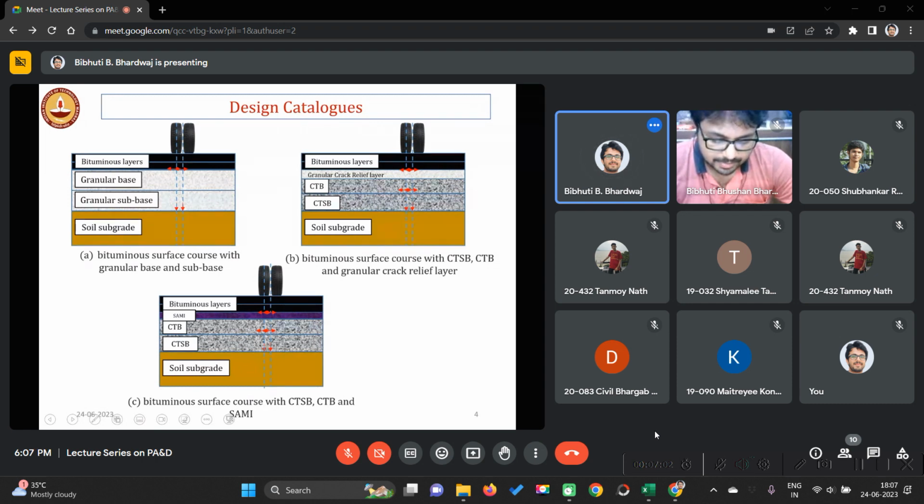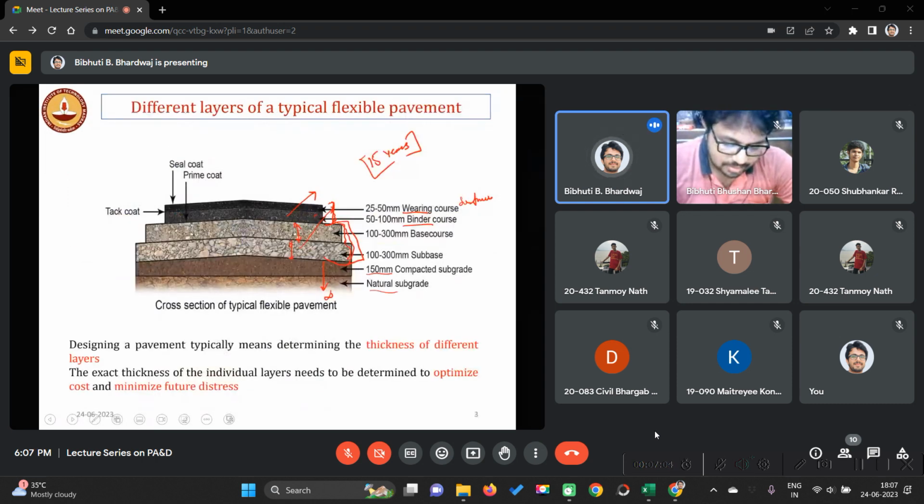Till now we have discussed only this kind of pavement structure, where the first layer is wearing course, binder, base, sub base, like that. But with advancement of software and also advancement in vehicular loads, this kind of structure can be enhanced.